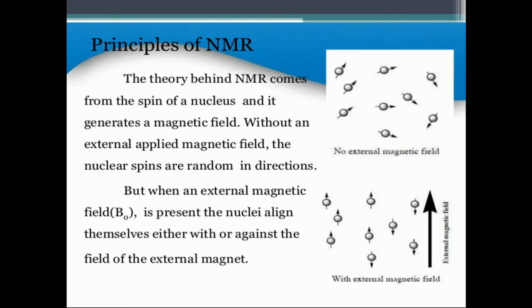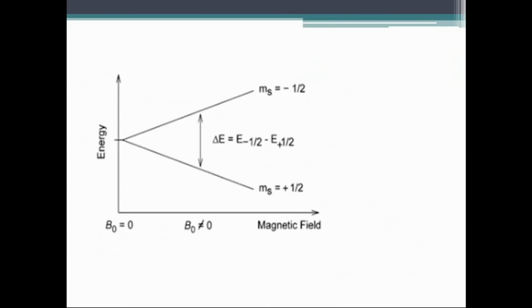So when the nucleus is placed in an external magnetic field, the spin splits into 2I plus 1 orientations, and therefore it possesses different energy levels. So this is the case when the external magnetic field B0 equals 0: the proton can be arranged in any direction, just as in the previous figure.